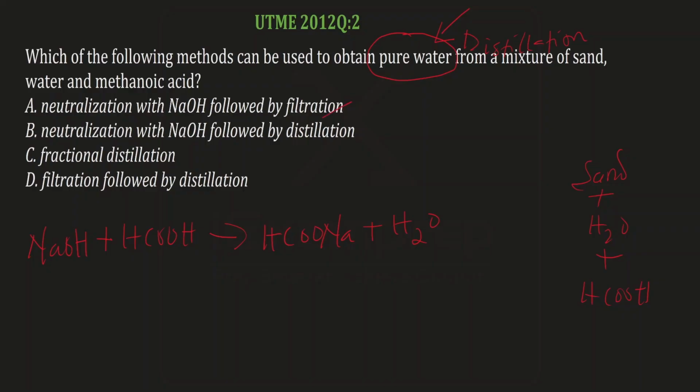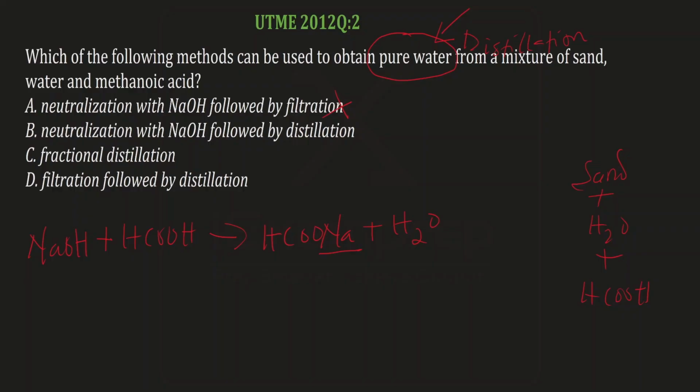This is going to be wrong because you cannot obtain pure water from this. Why? Because sodium methanoate is a little soluble in water. So when you filter, we are going to have a little sodium methanoate contained in the filtrate. And in so doing, we cannot have pure water. So option A is wrong.